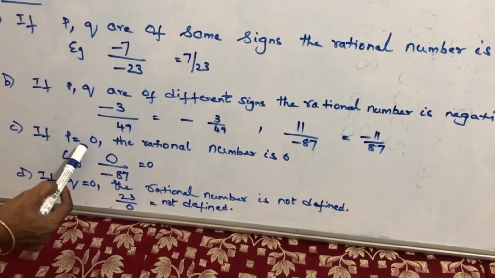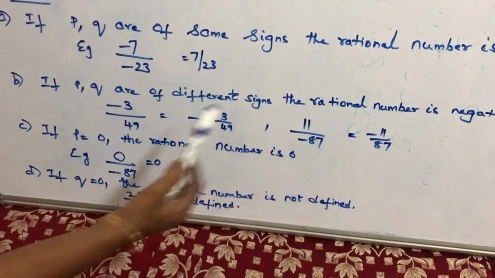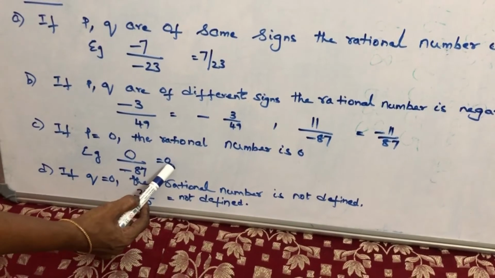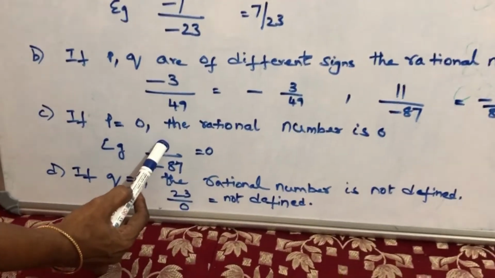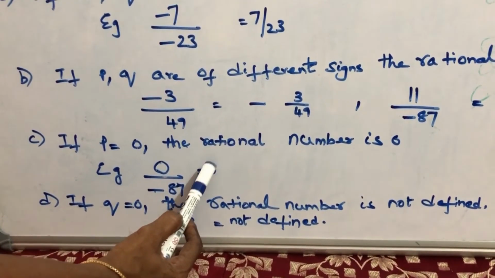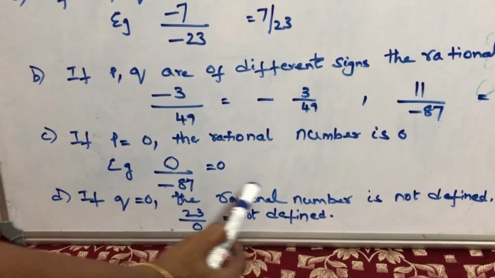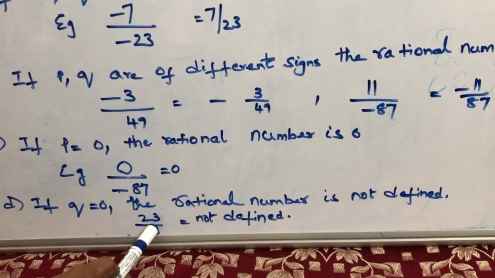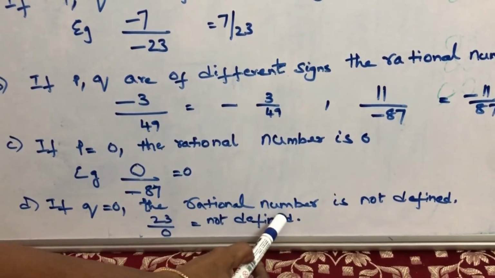Third, if p is equal to 0, the rational number is 0. 0 by -87 is equal to 0. That means if the numerator of the rational number is 0, the rational value is 0. Fourth, if q is equal to 0, the rational number is not defined. That means if the denominator of the rational number is 0, it is not defined.